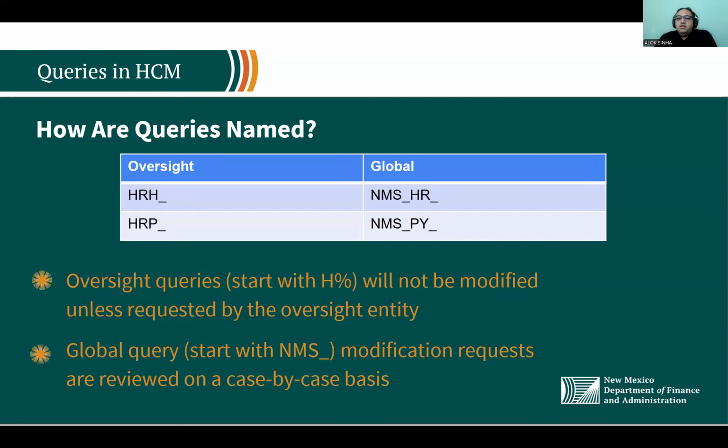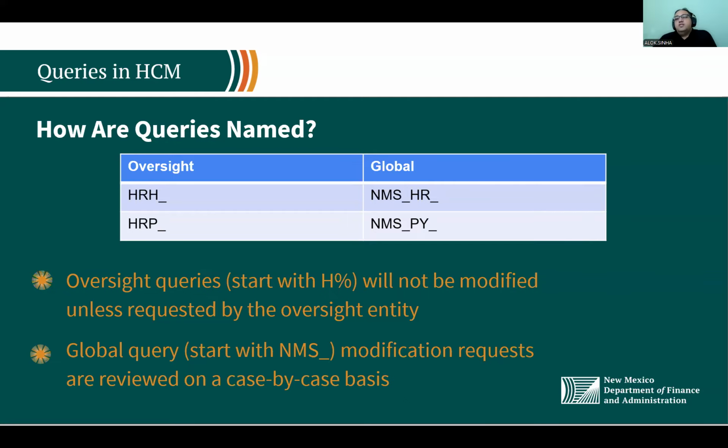You can always tell what kind of query you are looking at based on how it starts. So for an oversight agency, an oversight query will always start with an H. Here you can see we have HRH for HR queries and HRP for payroll. General queries will always start with NMS. So NMS underscore HR, again, is a global general use HR query. And NMS underscore PY is going to be a global general use payroll query.